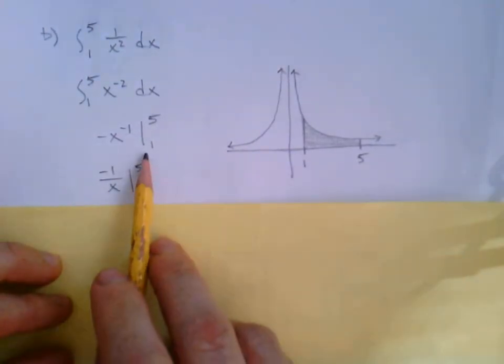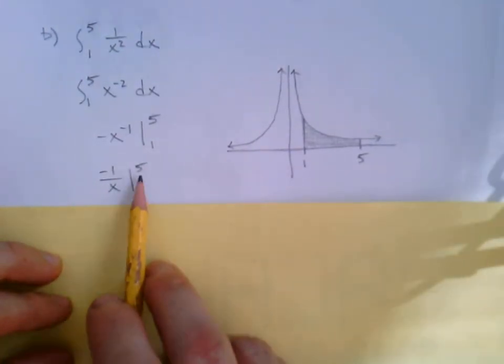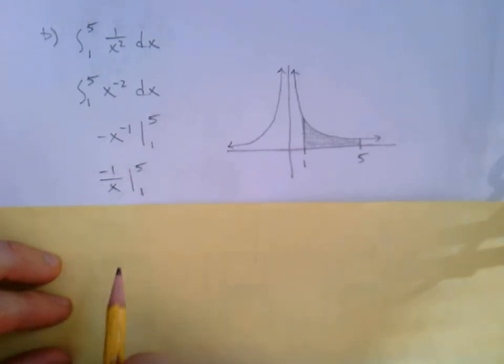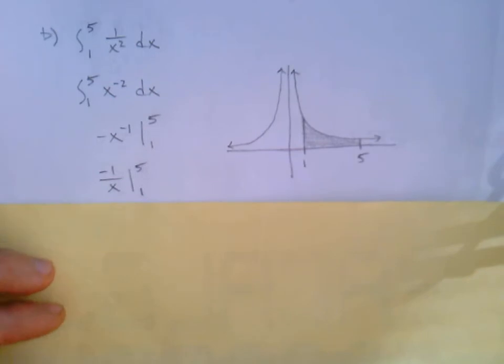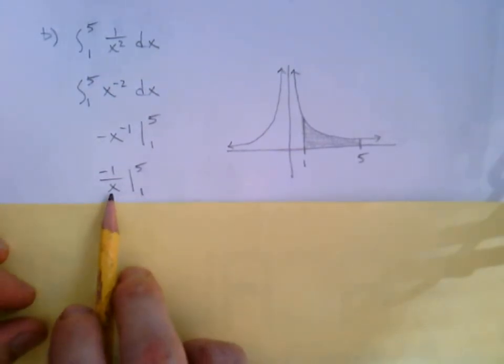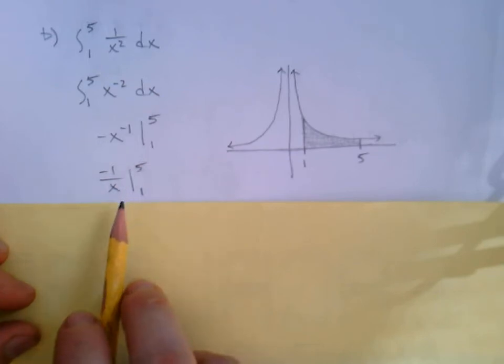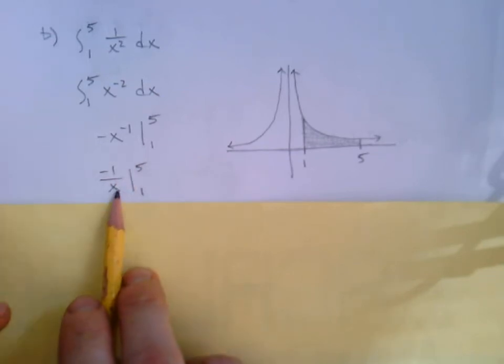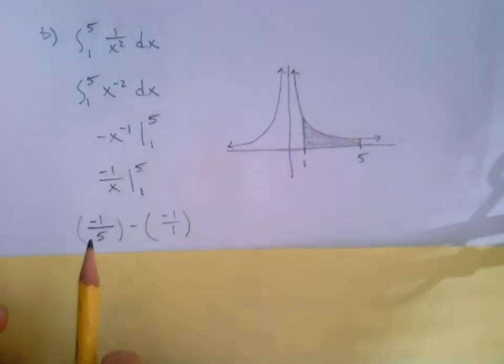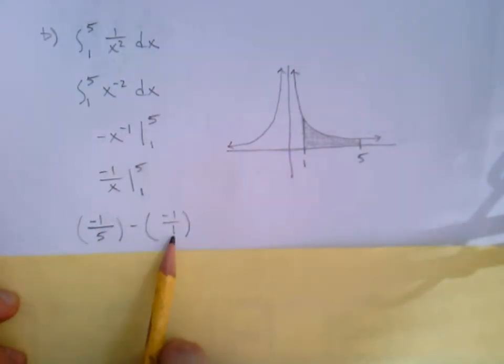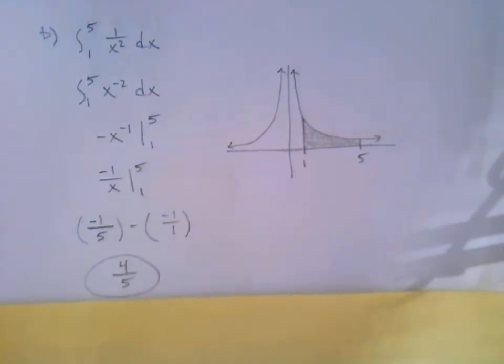And of course, in these, I draw my vertical line and my 1 and my 5, and I always read that bottom to top from 1 to 5. So I'm going to evaluate this function from 1 to 5. That means I plug in the 5 first, then I subtract, then I plug in the 1. So plugging in the 5, subtract, plug in the 1. Negative 1/5 plus 1 gives me 4/5.